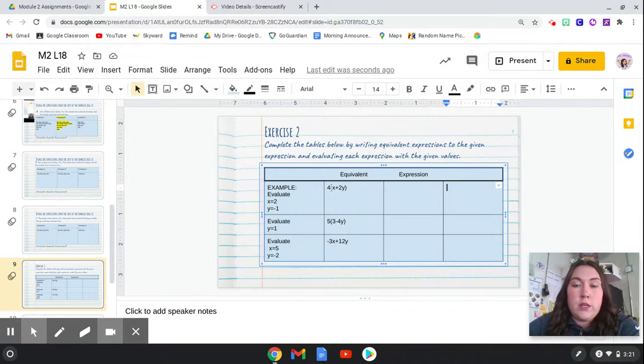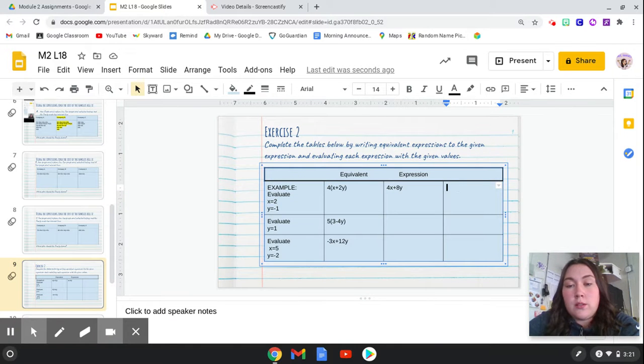So the first thing I'm going to do for this equation, I'm just going to distribute my 4. So I'm going to multiply 4 times x, and I'm going to get 4x. And then I'm going to distribute my 4 to my 2y. So 4 times 2y, which would be 8y. So that's another way to write 4x plus 2y as an expression. So that's an equivalent expression.